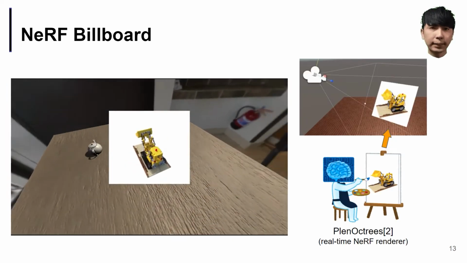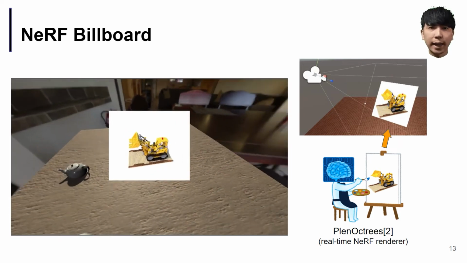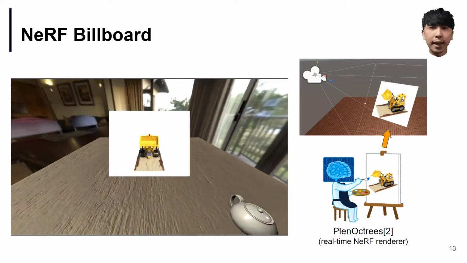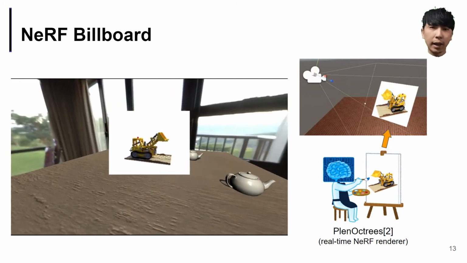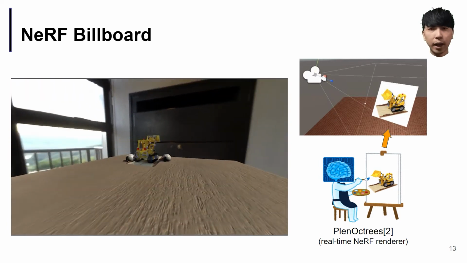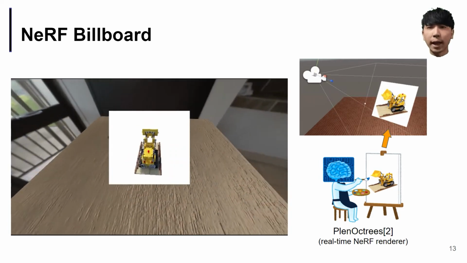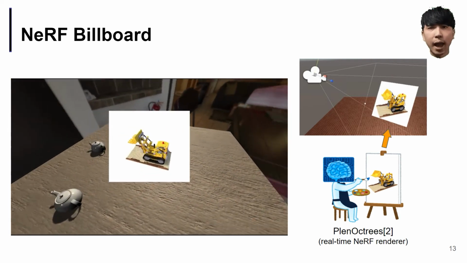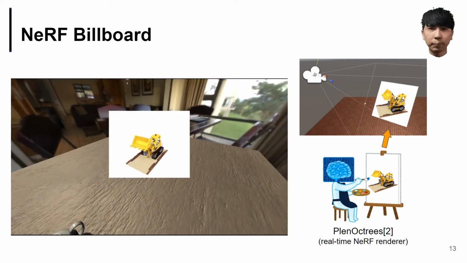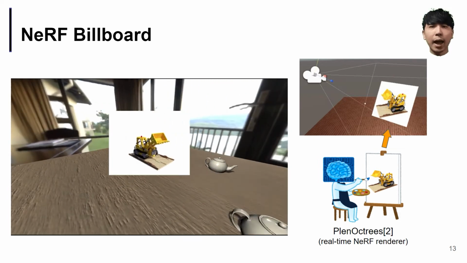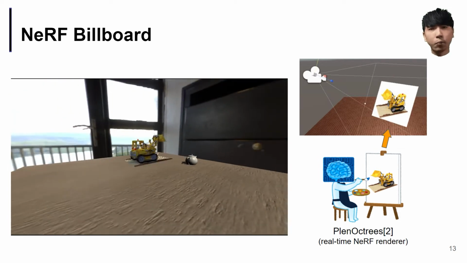First, we introduce NeRF Billboard. NeRF Billboard is a combination of Billboard and NeRF that replicates 3D-aware objects by regenerating images conditioning to the observer's viewpoint. Here, for real-time rendering of NeRF, we used PlenOctrees, one of the derivatives of NeRF.